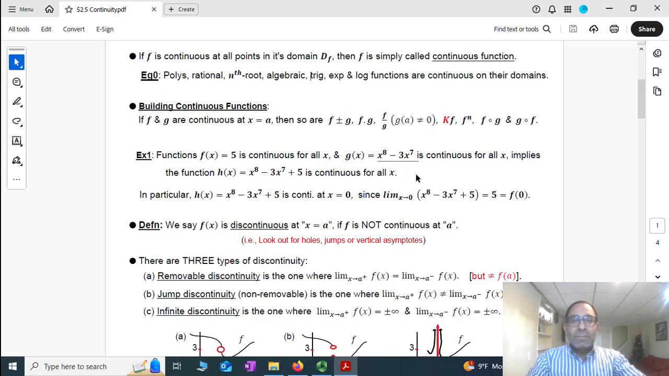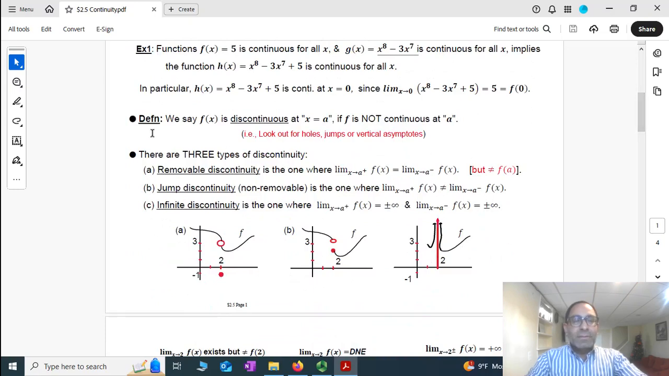Let me talk about a particular point. Let's say at 0, this h function is continuous at 0, that is at the origin, because the limiting value equals the function value at 0. Let me scroll down.